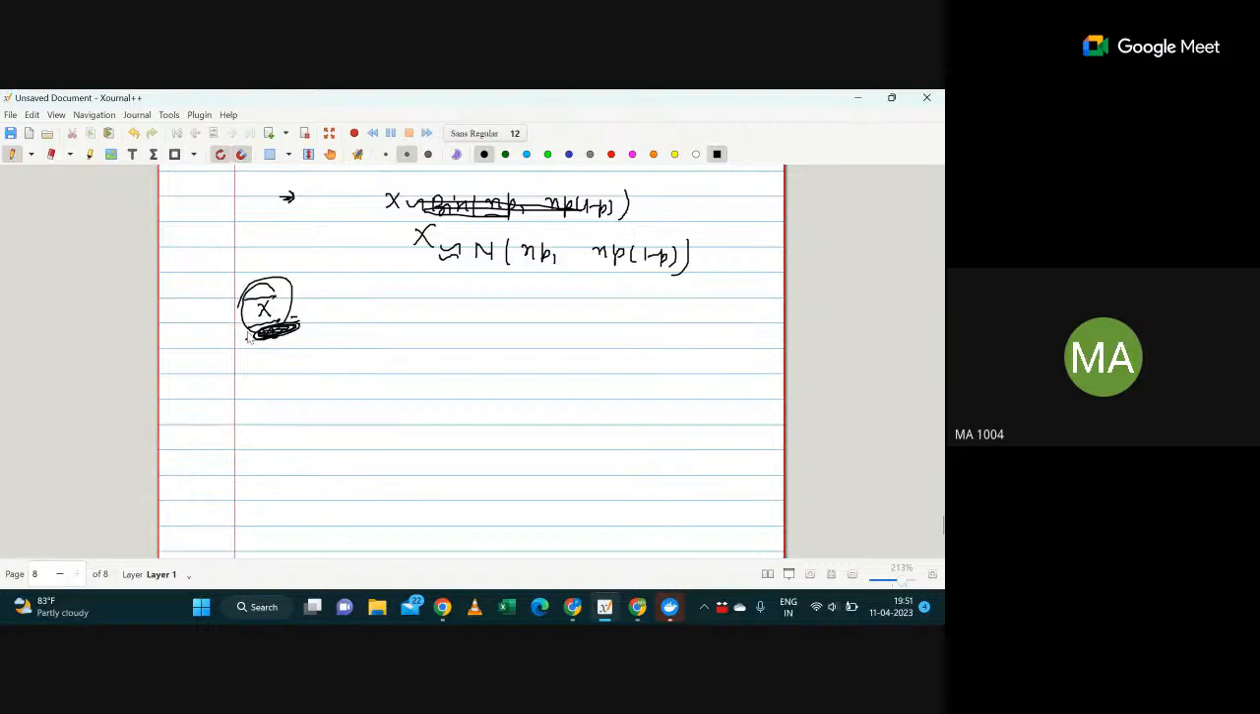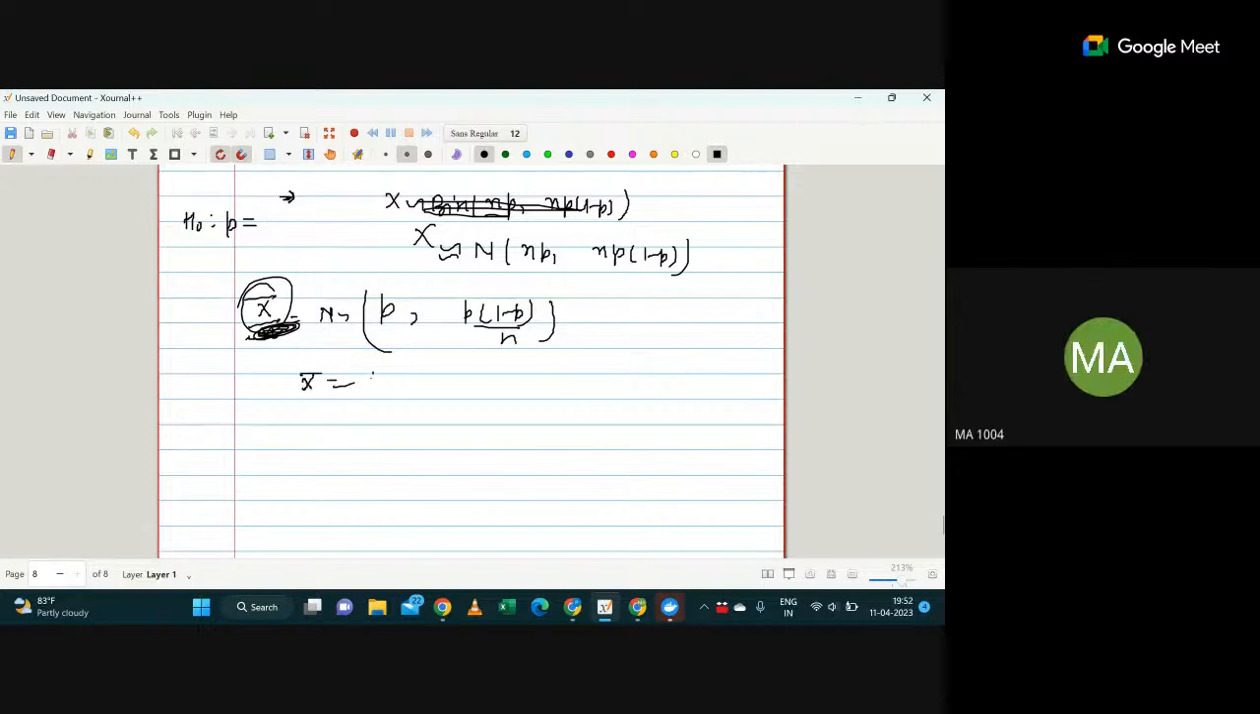For x bar, what will be the mean? Mean will be p. np by n, that means mean will be p, right? And variance will be p into 1 minus p divided by n, right? Sir, why will the mean be p? Because the mean of x bar will be the same as the mean of x, right?